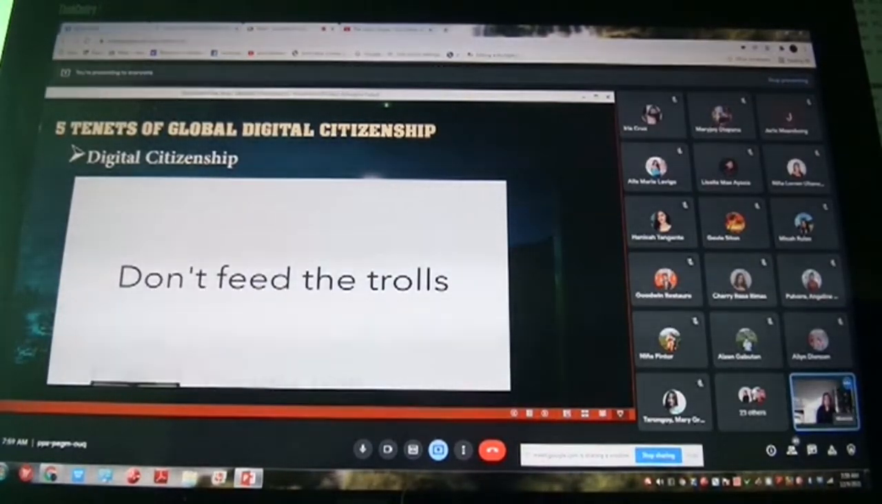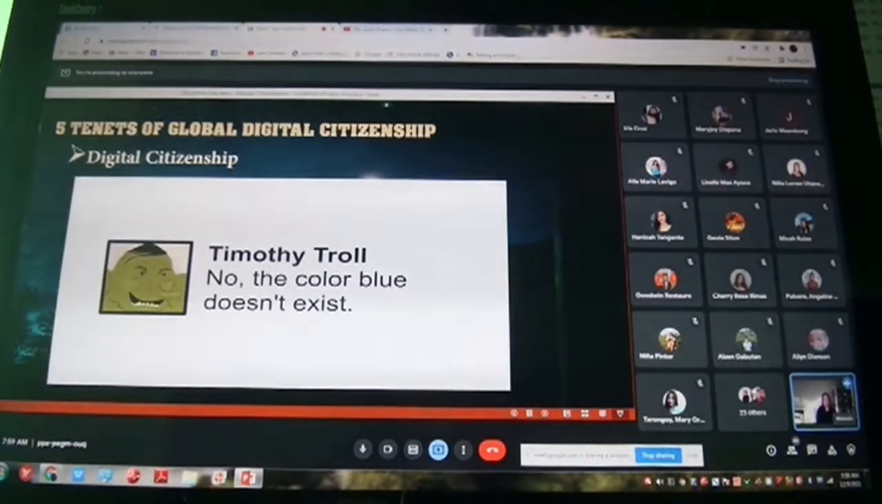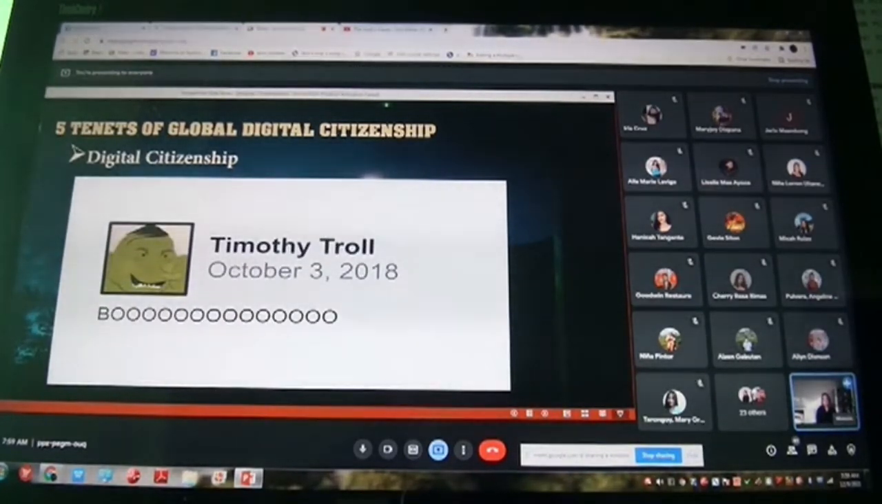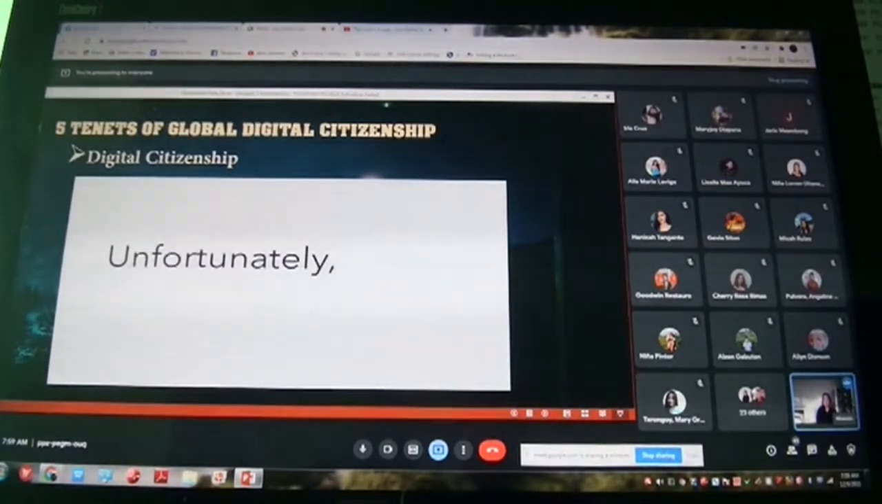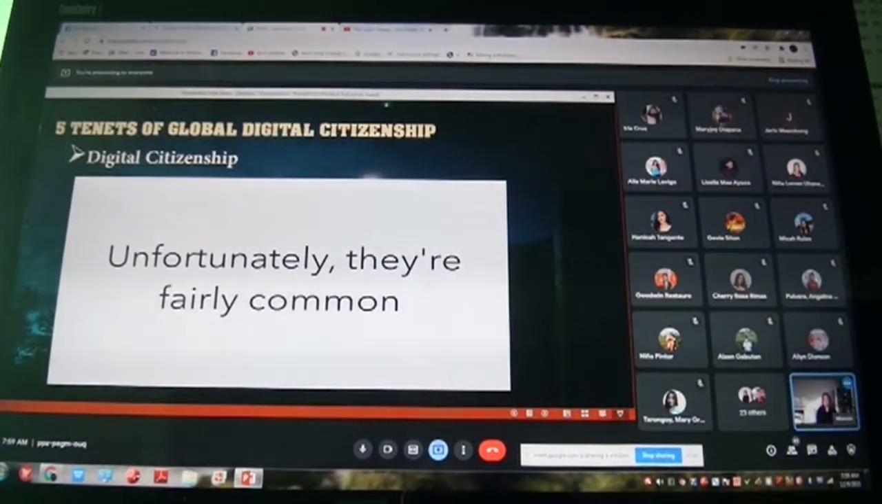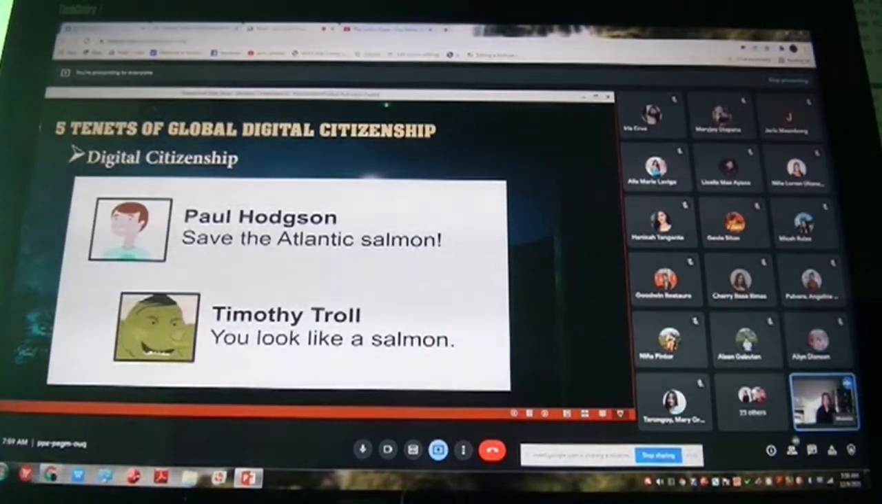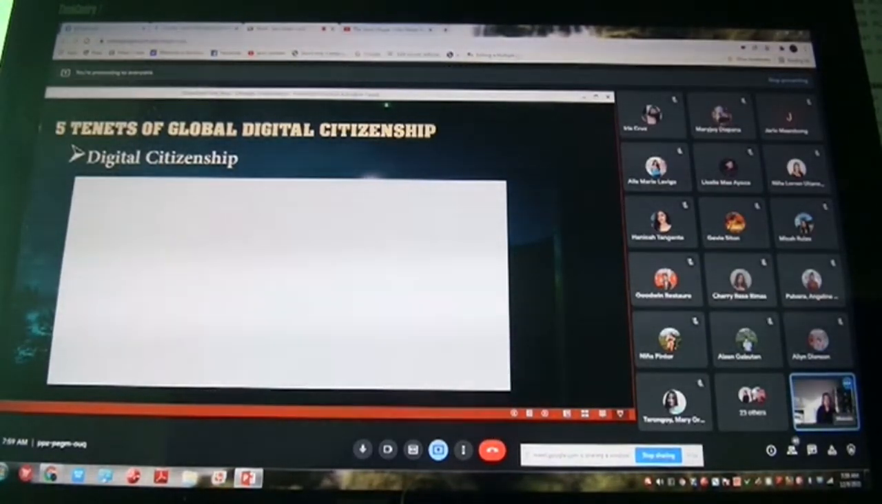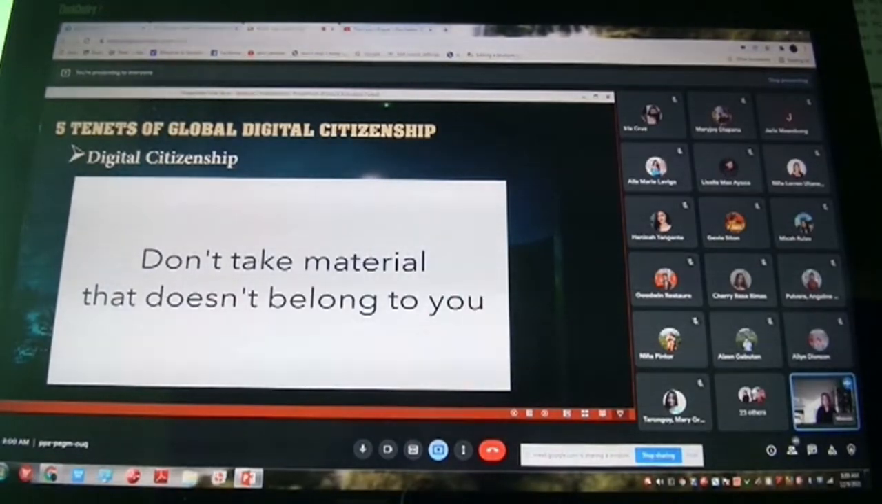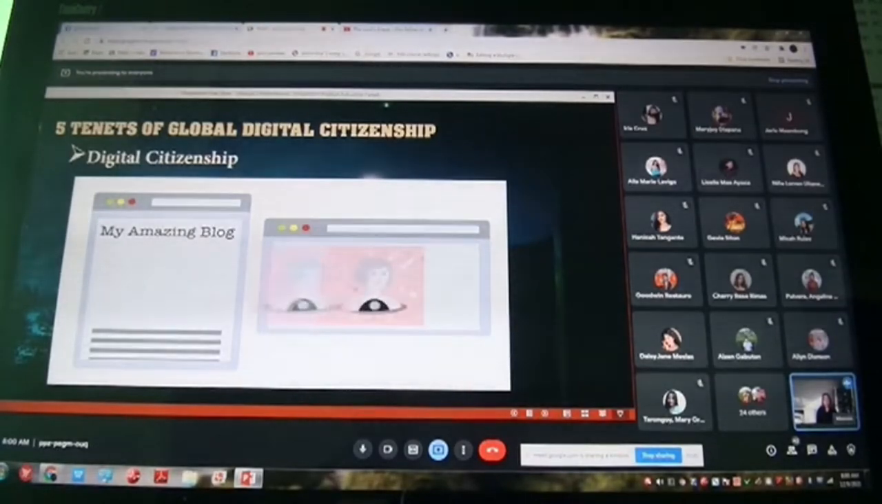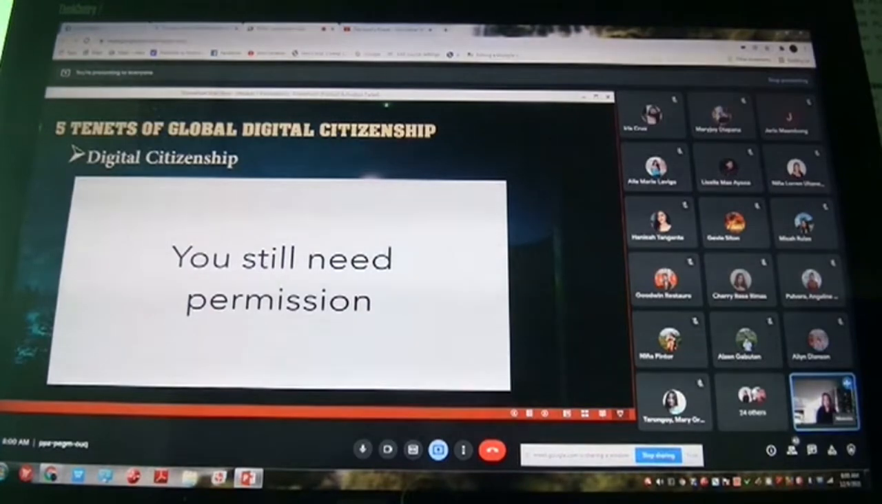Next, don't feed the trolls you meet. Trolls are people who enjoy aggravating or arguing with others, and they're found in comment sections, message boards, or anywhere else that can cause disruption. Unfortunately, they're also fairly common. If you encounter a troll, it's best not to interact with them, as any response will likely encourage them to continue their behavior. Don't take material that doesn't belong to you. Although it seems easy to claim others' work for your own use, you still need permission to use material that isn't yours.